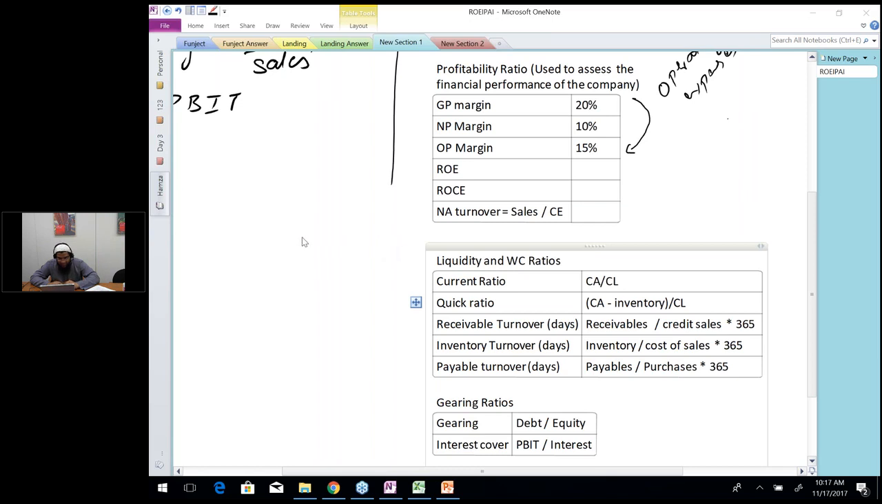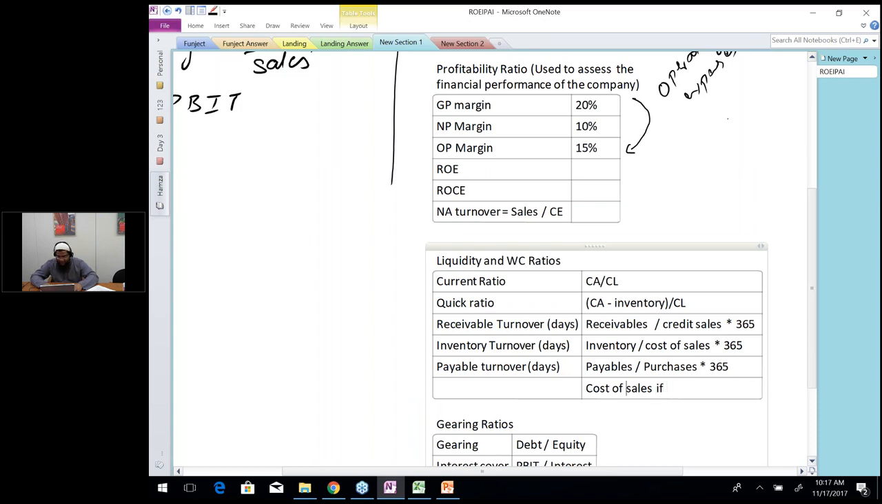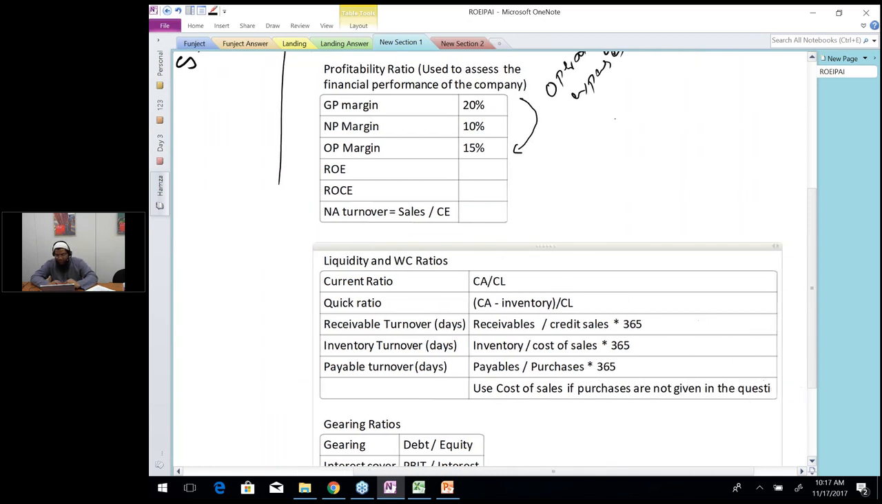Simran is saying, where credit sales and purchases are not stated, can the sales and the purchases be used in their place? Yes, Simran, if the credit sales or purchases are not mentioned, you can use the total payables and the receivables. And further, you also need to remember that we can even use cost of sales if purchases are not given in the question. Yes, Sheikh Saqib, I have corrected it. Thank you.